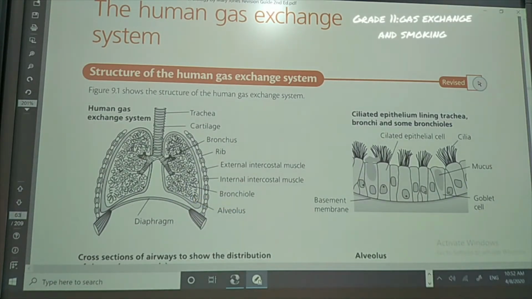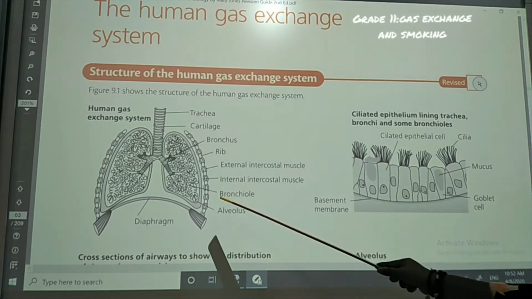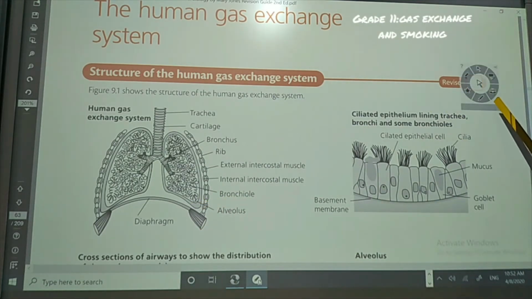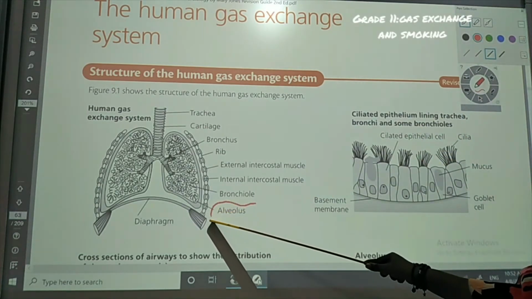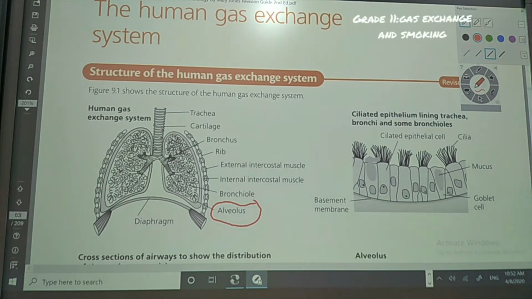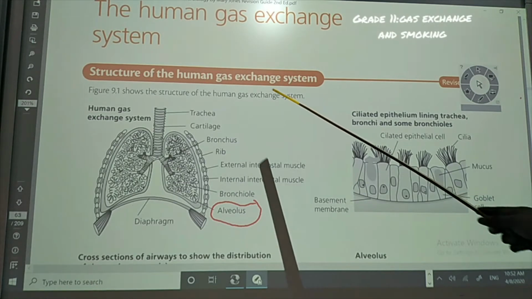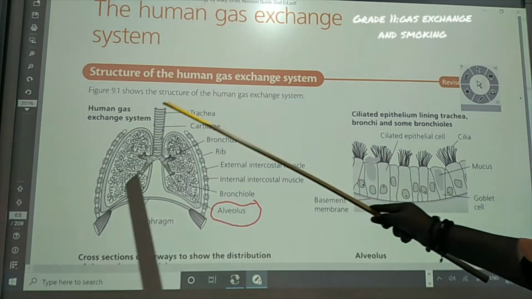So we already said that the gas exchange surface is this. This is the gas exchange surface. So this is basically where the gas exchange happens. So this is the structure of the human gas exchange system.